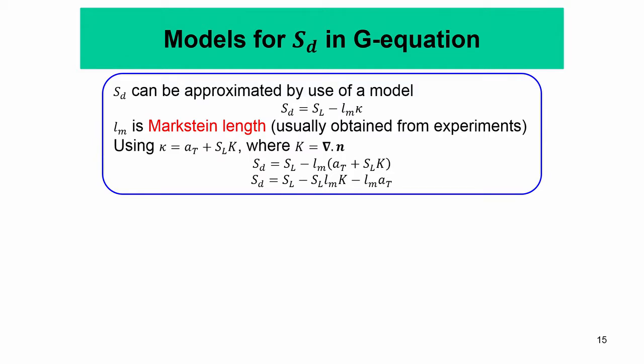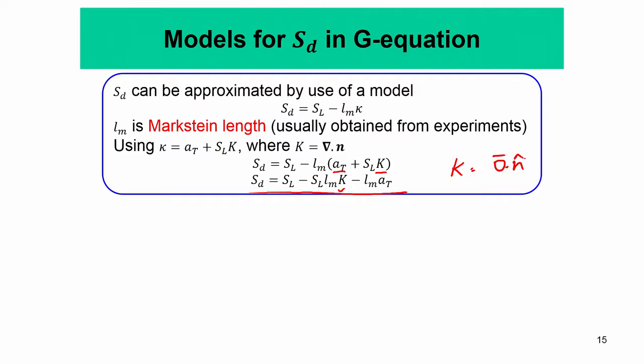But one needs to find an appropriate model for S_d, the local displacement flame speed. How will you find that? Because that is an input into the G equation. It can be given as a function of the local stretch rate, the local tangential strain rate A_T, and the local curvature. The curvature can be obtained from the geometry of the surface. Once again, this curvature is the divergence of the normal vector.